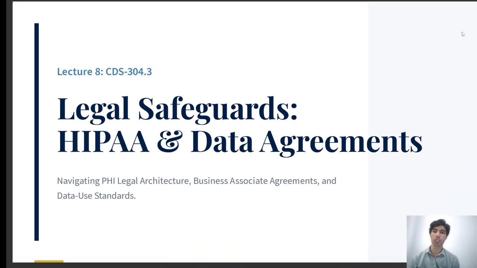So today we will be focusing on the legal safeguards. We will be focusing on different data agreements and HIPAA policies. We will be navigating through the legal architecture of protected health information, different data agreements like the business associate agreements and the data use agreements, etc. So let's get into it.